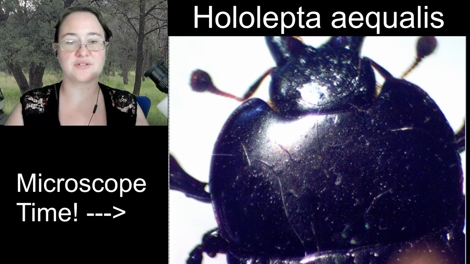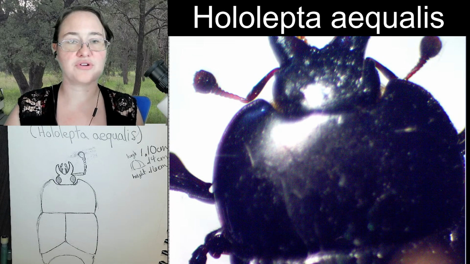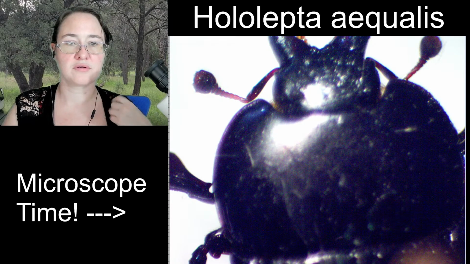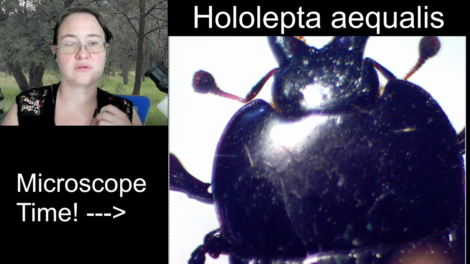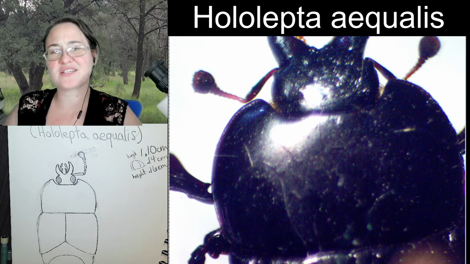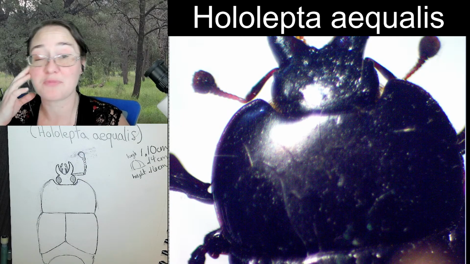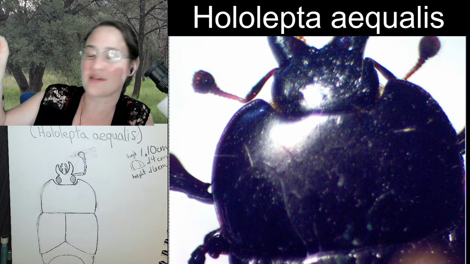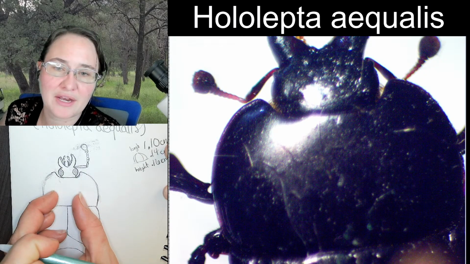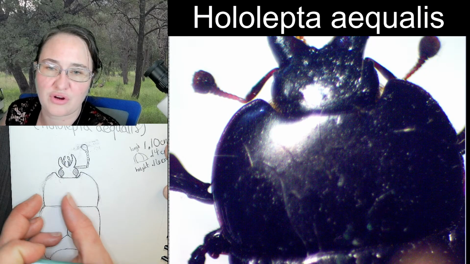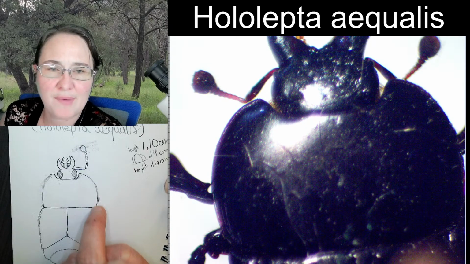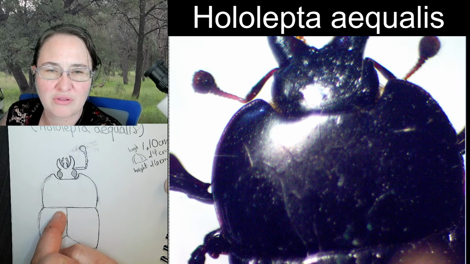There's focus. Perfect. Oh, don't go past it. Alright, so that's a decent view of what our pronotum shape looks like. So we have that nice round corner here that makes our head look approximately like a third, but maybe a little bit over than that, of the width of the pronotum.